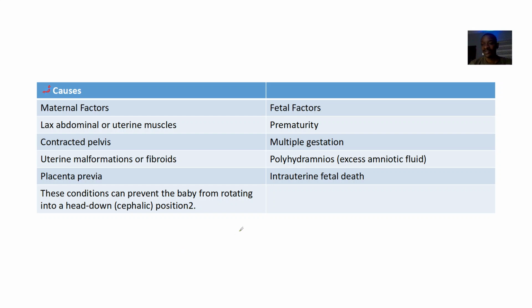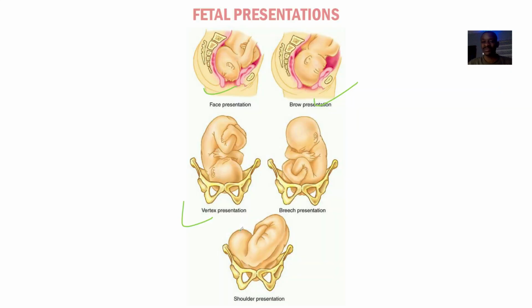From the baby, maybe the baby is premature, because if the baby is fully formed, it rearranges itself. Multiple gestation: sometimes there are so many twins, triplets, so they push each other, and one is presenting anyhow. Polyhydramnios: if the amniotic fluid is too much, the baby is swimming too freely. Then intrauterine fetal death: maybe the baby is dead, so it just comes anyhow, you know.